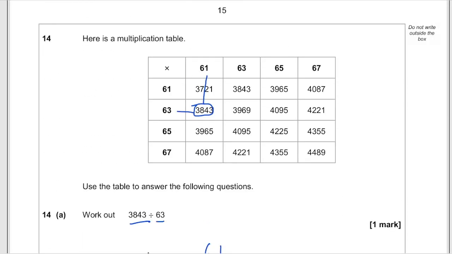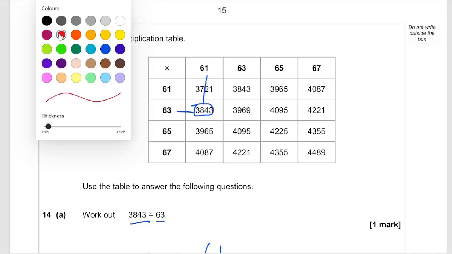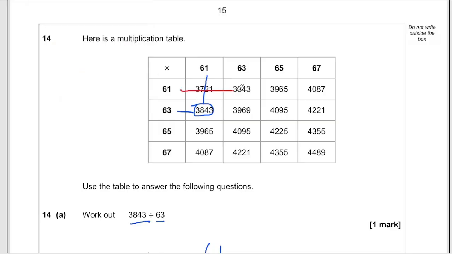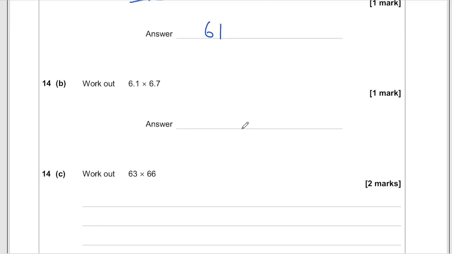Well, I don't have 6.1 or 6.7 on my grid, but what I do have is 61 and 67. So I know my digits are 4087 if they were whole numbers. And I've got 1, 2 decimal places. 1, 2 decimal places. So it's £40.87.